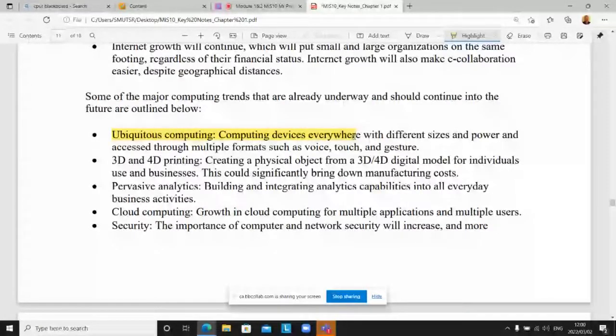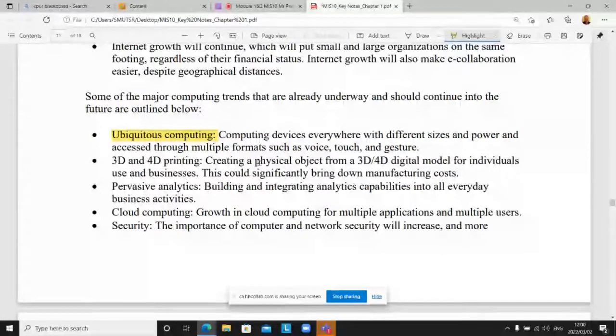Ubiquitous computing. Ubiquitous is a word that means general. So ubiquitous computing we have already. It's everywhere. It's on your desktop. It's on your laptop. It's on your tablet. It's on your phone. It's on the ATM machine. It's wherever you go, there is computing. So computing devices are everywhere with different sizes, powers, and so on.